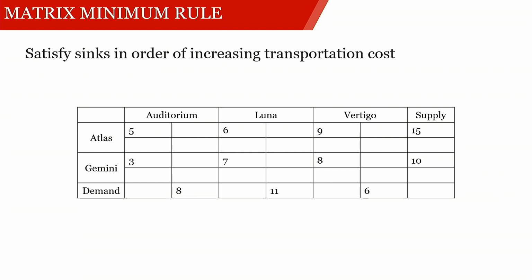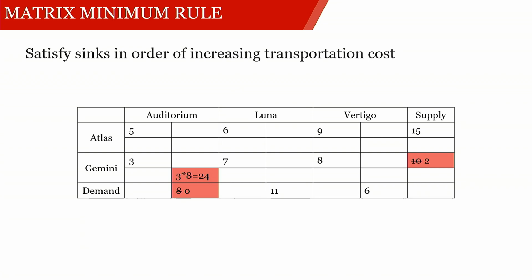So in the matrix minimum rule, similar to what we've seen with the previous 2 heuristics, we're putting Atlas and Gemini as the 2 sources on the vertical direction and Auditorium, Luna, and Vertigo as the 3 sinks on the horizontal direction. Now we're checking which of those 6 entries in the matrix, so the 3, the 5, the 6, the 7, the 8, and the 9, is the cheapest, and the 3 is the cheapest. So we're satisfying as much of the supply and demand from Gemini to Auditorium, which is the full demand of Auditorium.